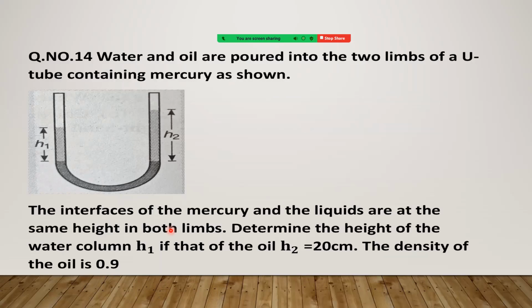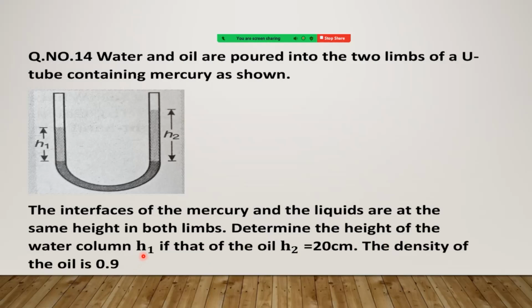Let's see the question given. Water and oil are poured into the two limbs of a U tube containing mercury as shown. This is now mercury, this dark shaded mercury. And on one side, we can see what is given here.